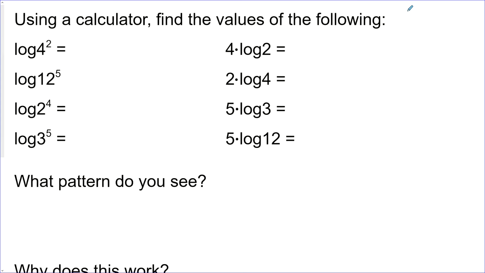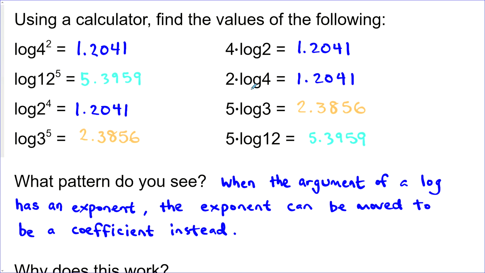Let's try that again with these examples here. Evaluate all of these log expressions and write down what pattern you can find between these. There is definitely a pattern here. When we have an exponent on the log's argument, we can move that exponent down and it can become a coefficient in front of the log function, and those two values remain equal. Both of these are the same because 2 to the power of 4 is 16 and 4 squared is 16.